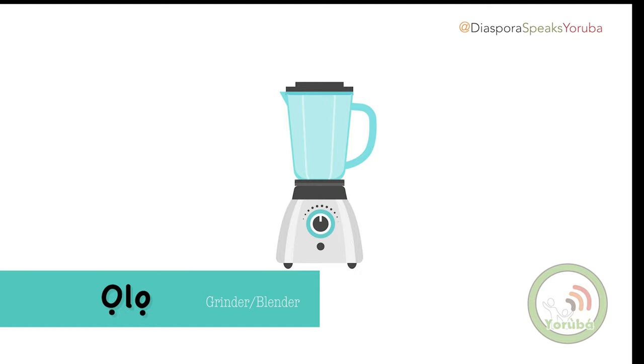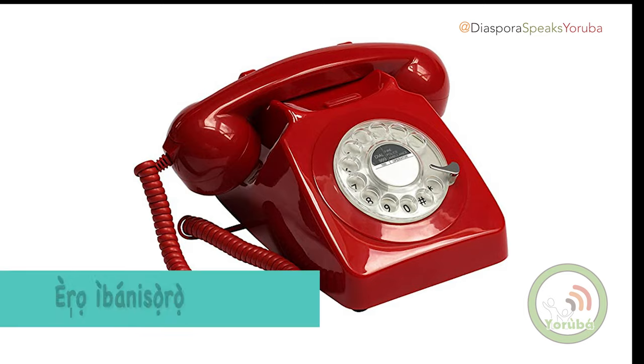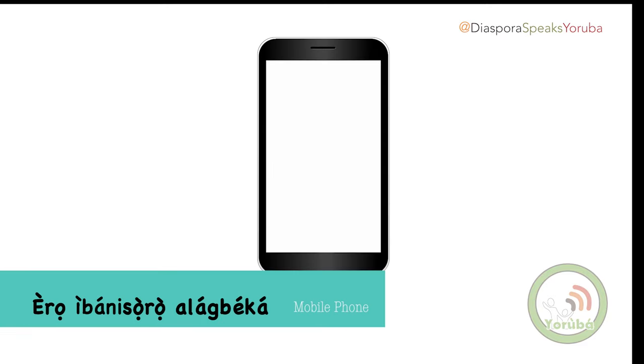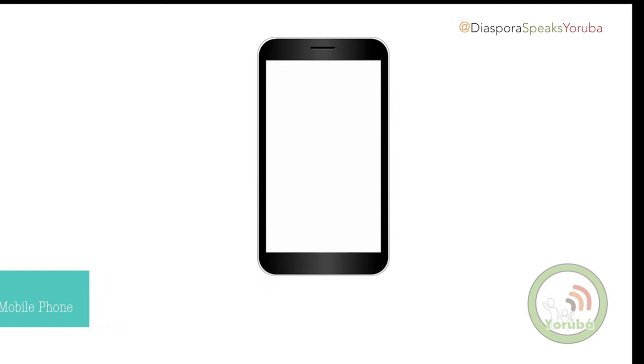Olo, a grinder or a blender. Ero ibanisoro. Once again, ero is machine. Ibanisoro is the act of talking to another. And ero ibanisoro alagbeka is a mobile phone. Alagbeka means one which can be carried around. So a mobile phone is ero ibanisoro alagbeka.